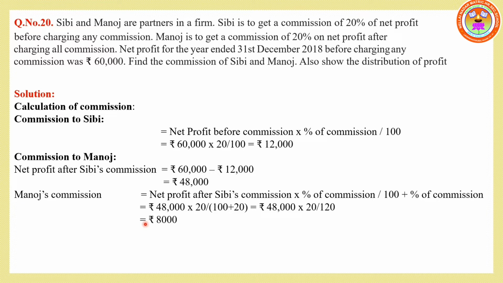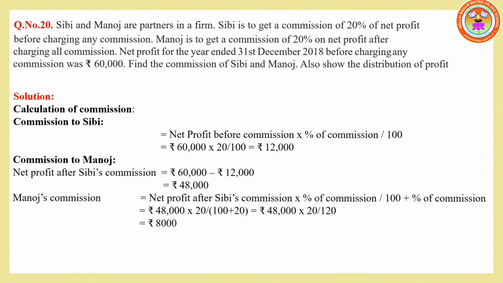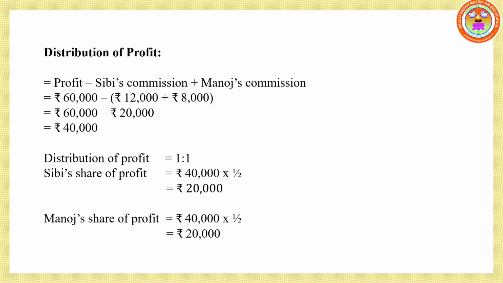60,000 minus 20,000. How did you get 20,000? Sibi's commission 12,000 plus Manoj's commission 8,000. So we made, in the name of expenses, commission of 20,000. So remaining profit is 60,000 minus 20,000. How much remaining will be there? 40,000. Understood?